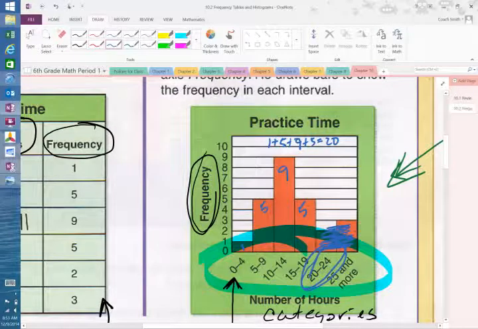I'm just looking at all the questions. So that's how we read the histogram.